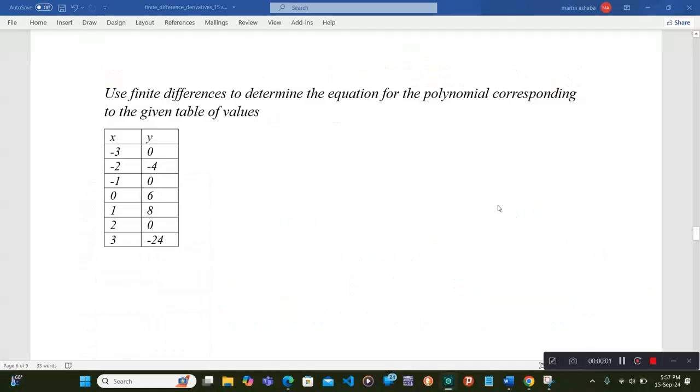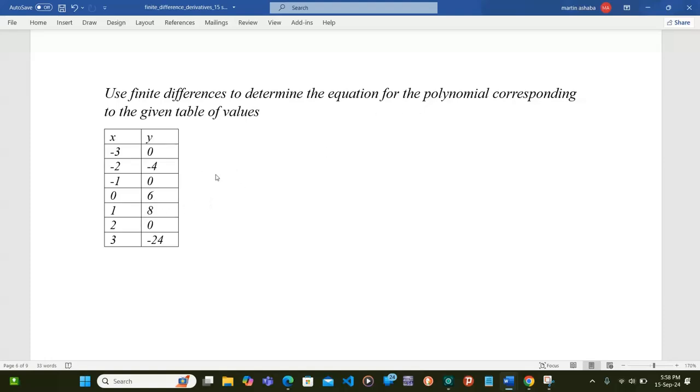We are given that we use finite differences to determine the equation for the polynomial corresponding to the given table of values. So we are told that when x is equal to -3, y is equal to 0. When x is equal to 3, y is equal to -24. And we are told to determine the equation of the polynomial.